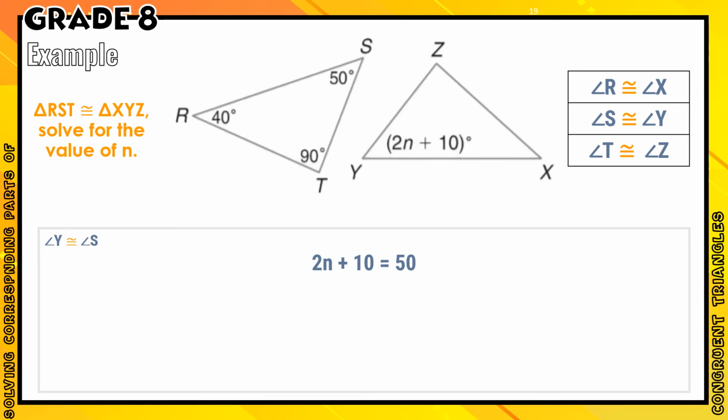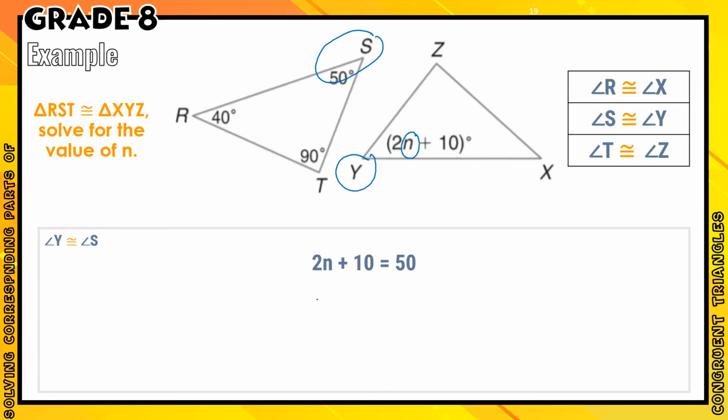Okay, let's compute for the given. Ang hinahanap natin dito, ang measurement or solve for the value of n. In our case, it is angle Y. Na ang angle Y daw corresponds to angle S. So ito yung given natin. So 2n plus 10 equals to 50. Same scenario, ganun pa rin naman.